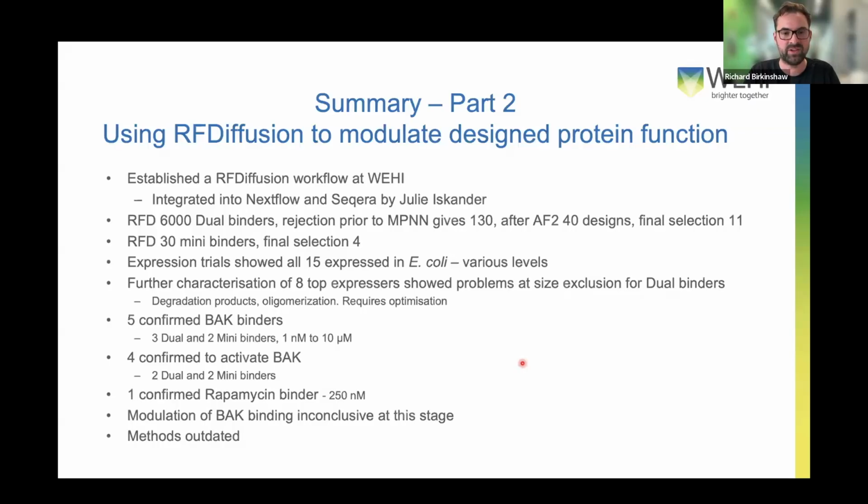From the 11 dual binders that we selected, 5 were confirmed to be BAC binders. 4 were confirmed to activate BAC, and we managed to get at least 1 rapamycin binder. And there's some hint that this rapamycin binder can modulate binding. However, this is really like a pilot project that we put together to test out RFdiffusion. Methods have changed quite a bit now. You probably wouldn't use RFdiffusion in the same way to design a small molecule binder.